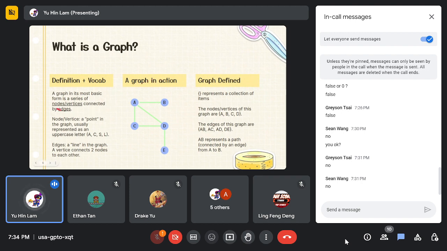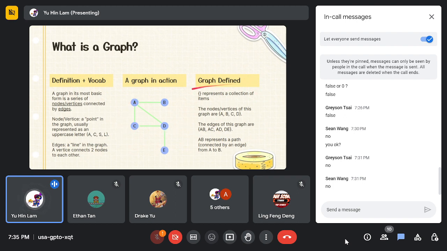Our graph is made of nodes or vertices, that are connected by edges. A node or vertex is a point like these, and they're usually represented by an uppercase letter. Like in this graph right here, they're represented by A, B, C, D, and E. Our edges are the lines that connect two vertices or nodes together. So let's say node A and node C. This line right here will be our edge.